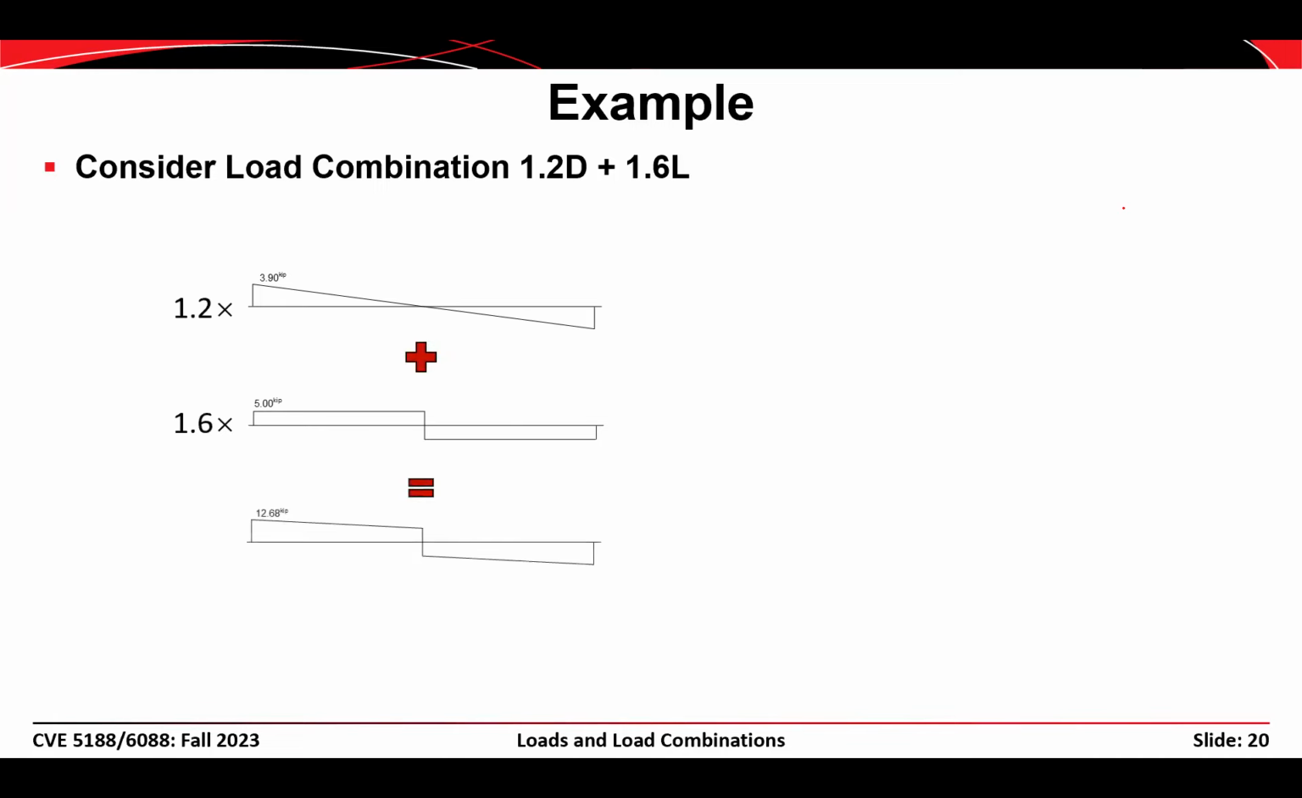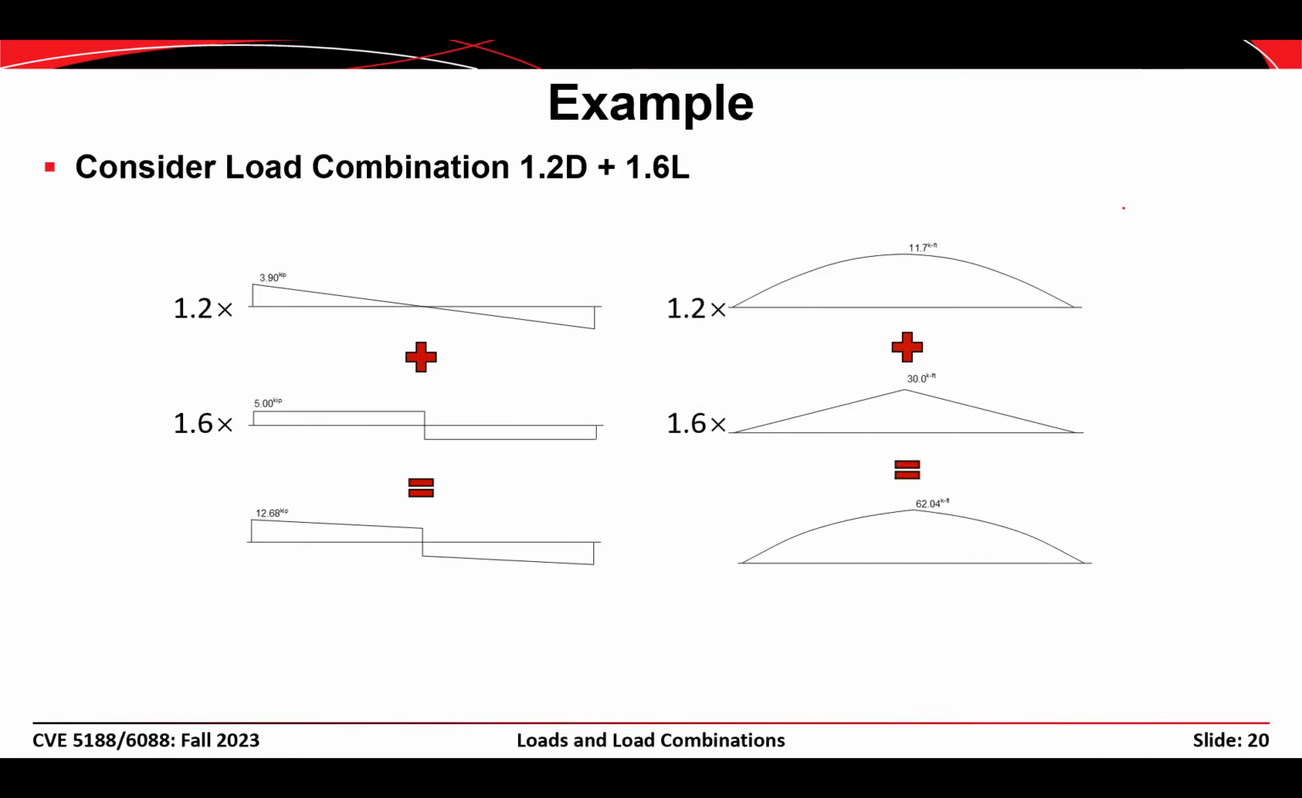So in this case, we would take 1.2 times the shear force due to dead load plus 1.6 times the shear force due to the live load. And that would give us a shear force diagram that corresponds to that load combination. And then we would do the same thing with the bending moment diagrams: 1.2 times the dead load moment plus 1.6 times the live load moment gives us the factored moments.